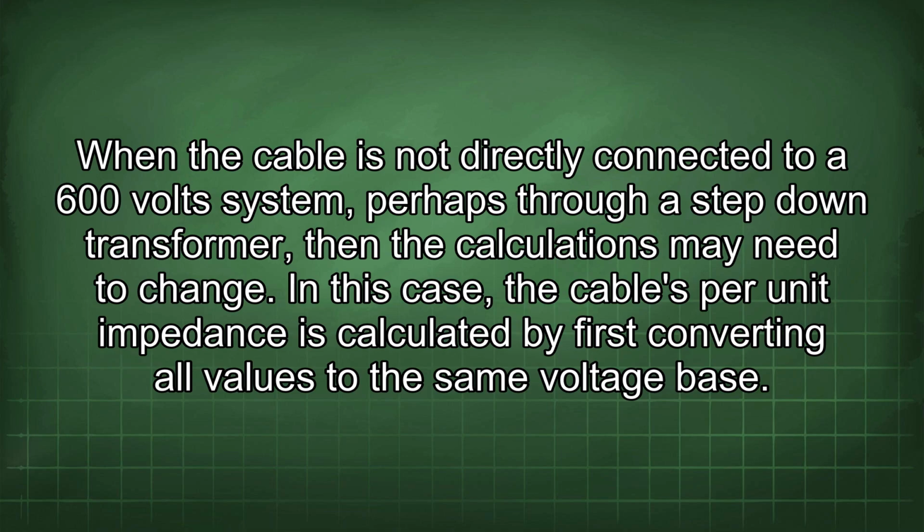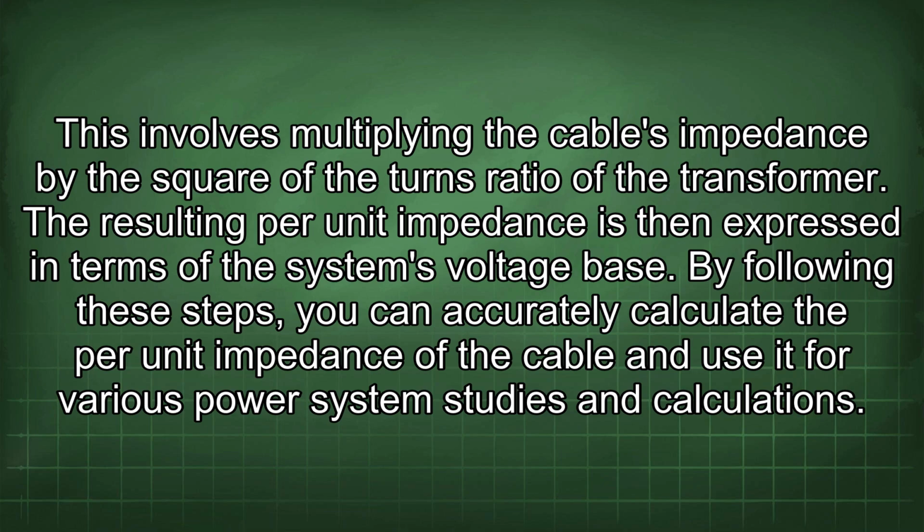When the cable is not directly connected to a 600 volt system, perhaps through a step-down transformer, then the calculations may need to change. In this case, the cable's per unit impedance is calculated by first converting all values to the same voltage base. This involves multiplying the cable's impedance by the square of the turns ratio of the transformer. The resulting per unit impedance is then expressed in terms of the system's voltage base. By following these steps, you can accurately calculate the per unit impedance of the cable and use it for various power system studies and calculations.